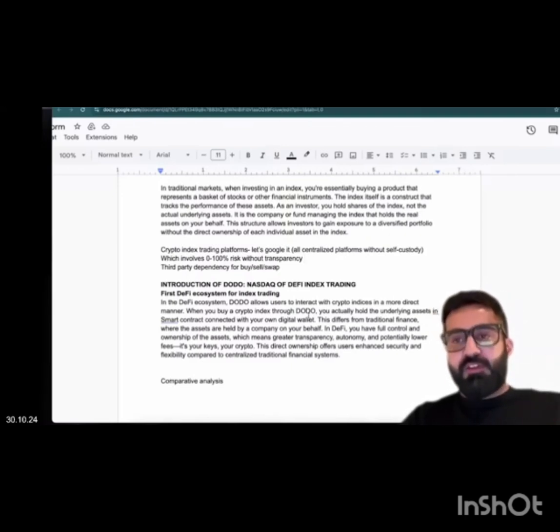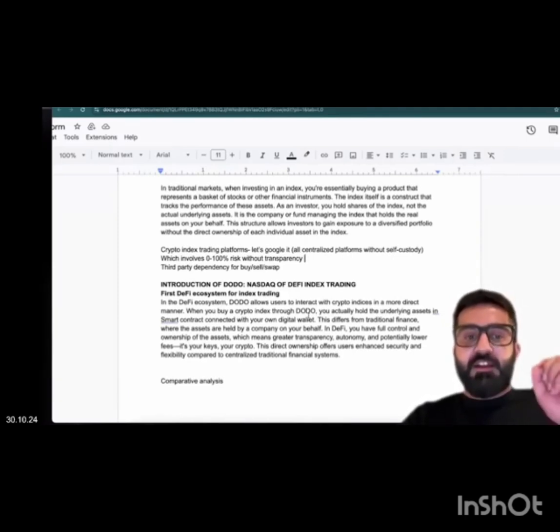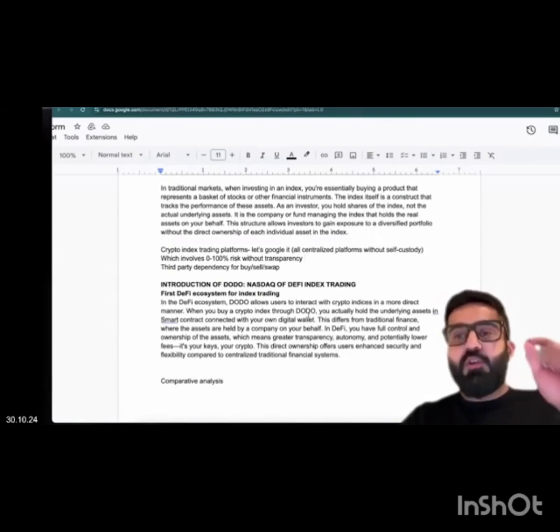That's why Dodo is unique. This is our unique selling point, that we are the first DeFi ecosystem for index trading where you will hold the underlying assets in your control, in your custody.